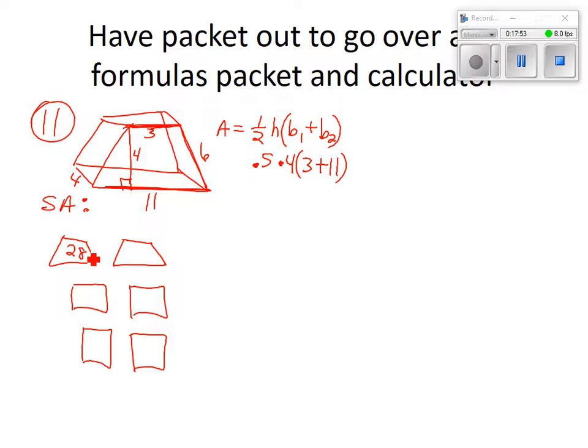What's the area of the trapezoid on the back? 28. Now we just got to do the rectangles. Let's do the bottom first. What's the dimensions of the bottom? 4 and 11. You got to be able to pick that out. Trace it. 44. All right, that's 44 area.